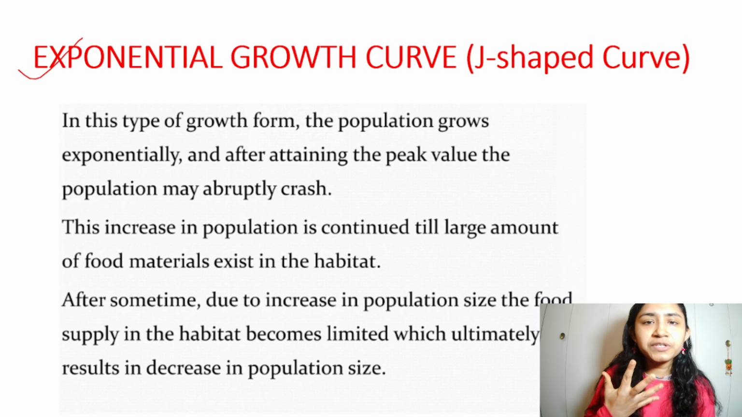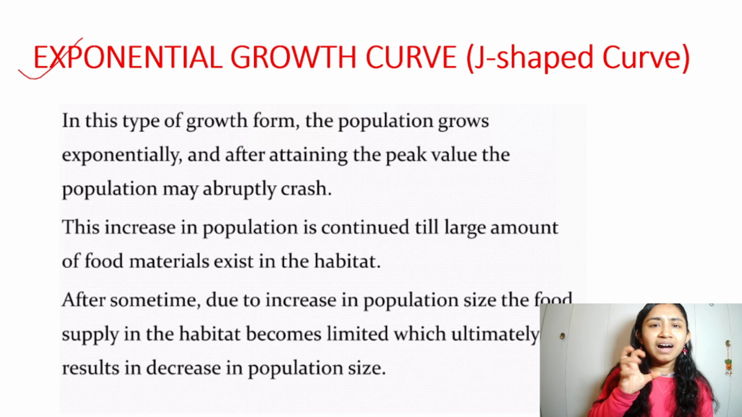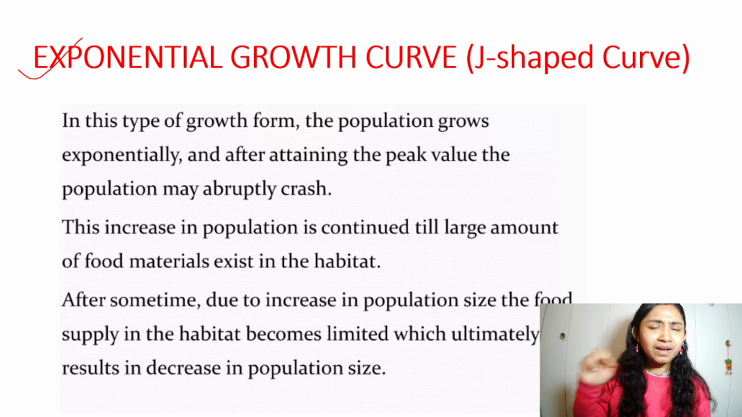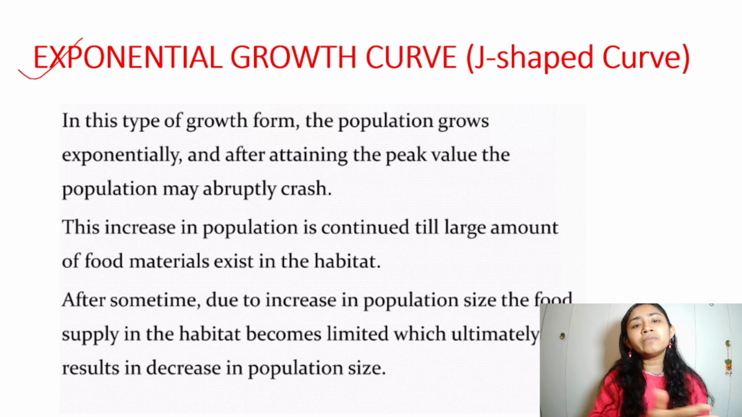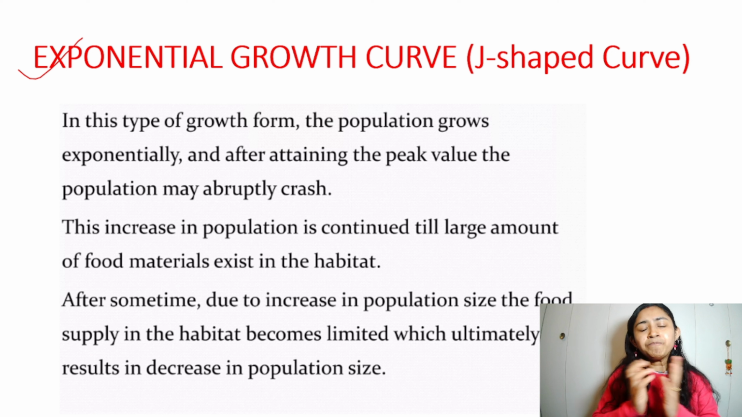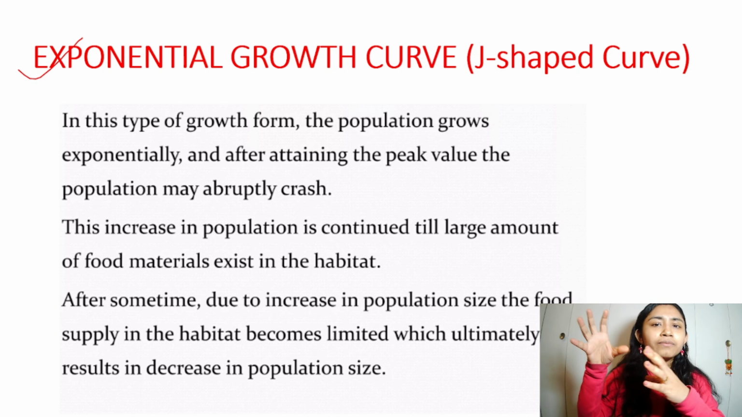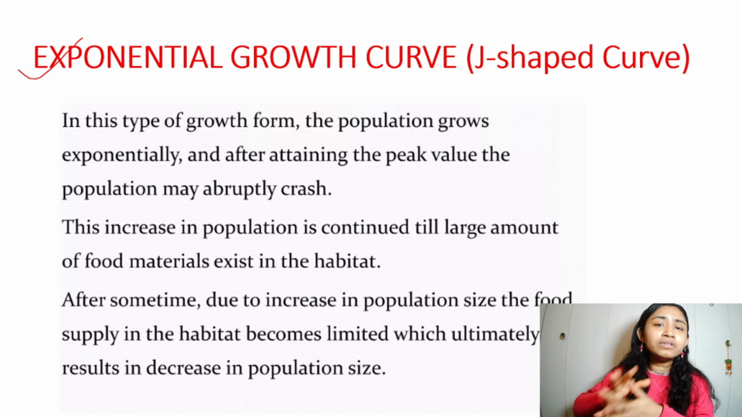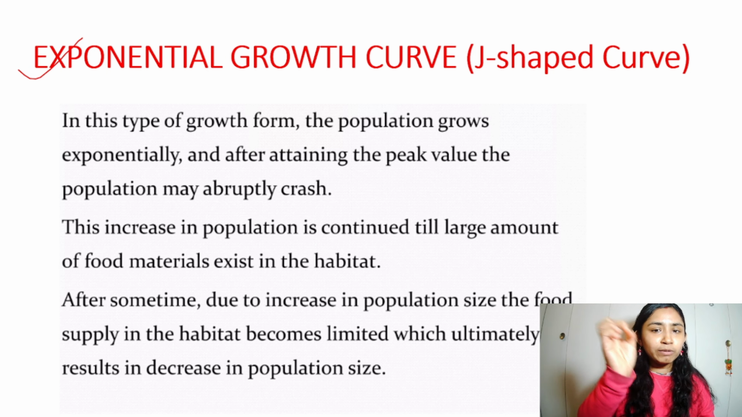What do you mean by exponentially? Exponentially means in a very large quantity, unlimited growth. And why does this happen? This happens because of the unlimited availability of resources. Lots of resources are present. That's why organisms are eating and they are getting the chance to survive and the chance to grow. So lots of organisms, growth is very high in the case of exponential growth.